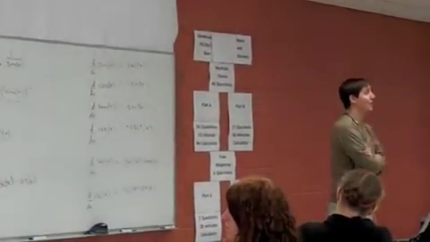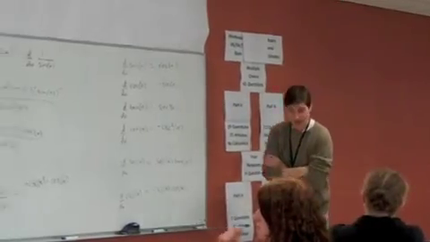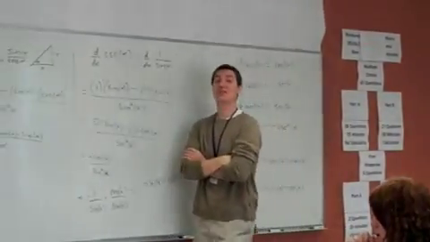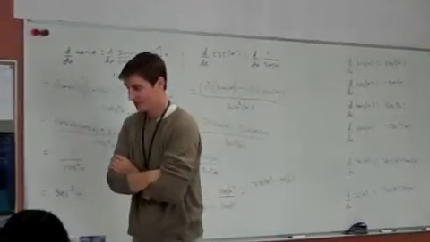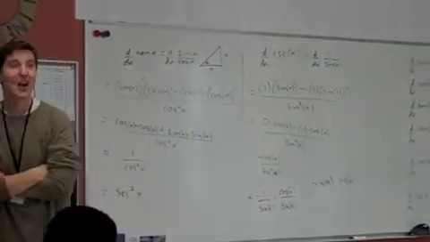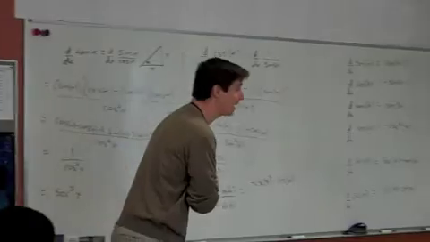Negative cosecant squared. What's the derivative of secant? Secant tangent. What's the derivative of cosecant? Negative cosecant cotangent. What's the derivative of sine?